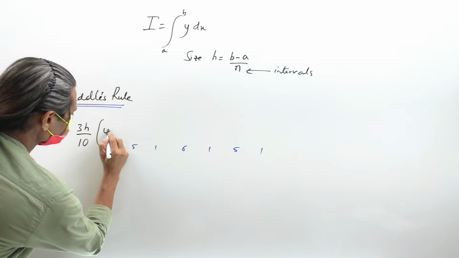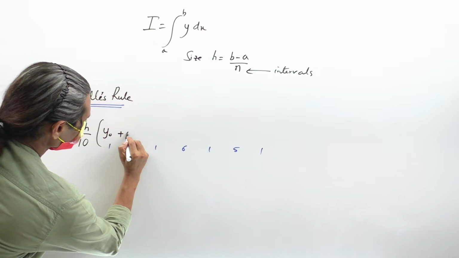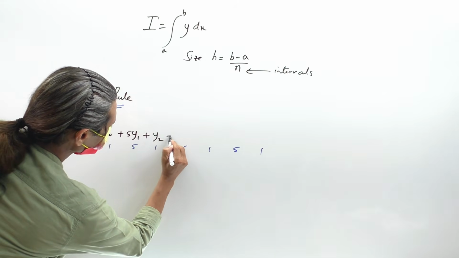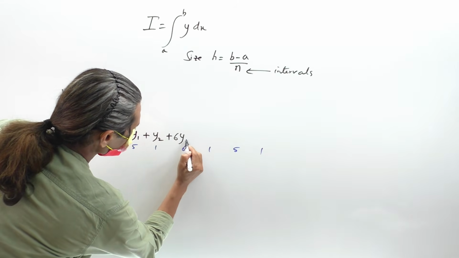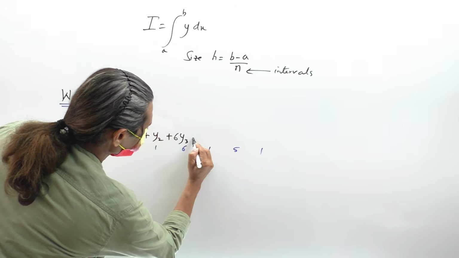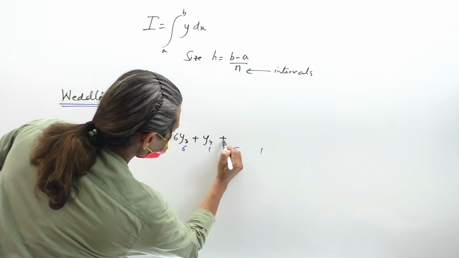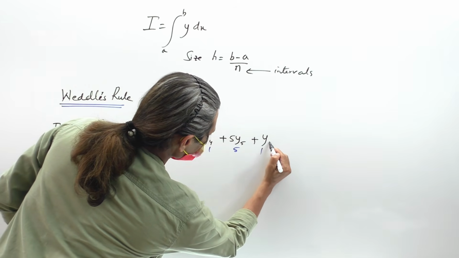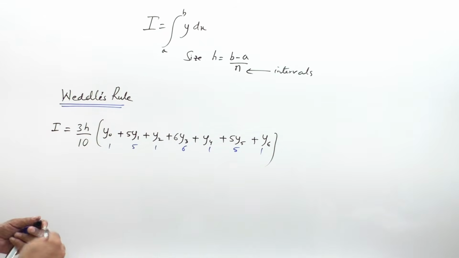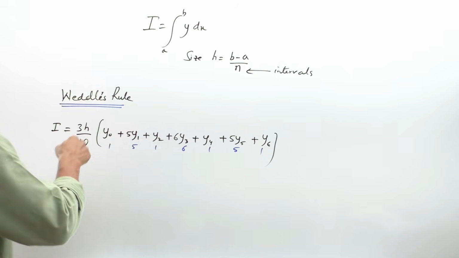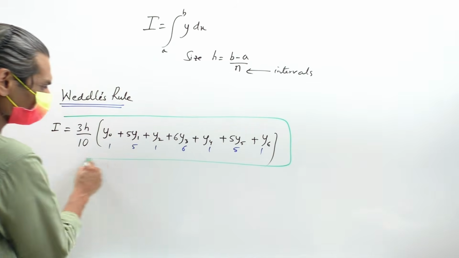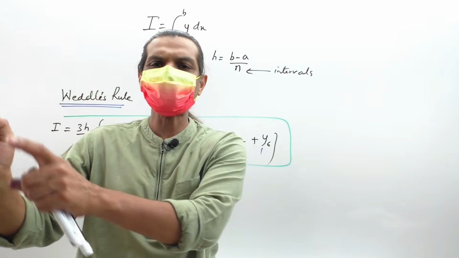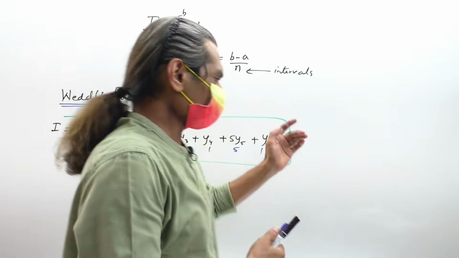So for 1 it is 1 into y0, plus 5 into y1, plus only 1 is there, so y2, plus 6 is there, so 6 into y3, plus only 1, so y4, plus 5 times y5, plus 1 times y6. That's all. This is the simplest formula for Weddle's rule. Again I repeat, remember the simple sequence 1 5 1 6 1 5 1.